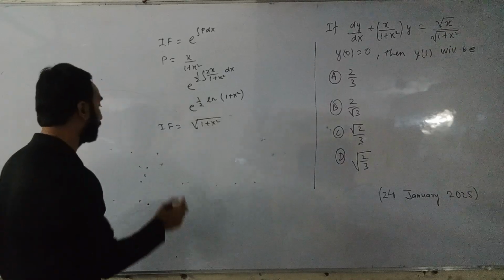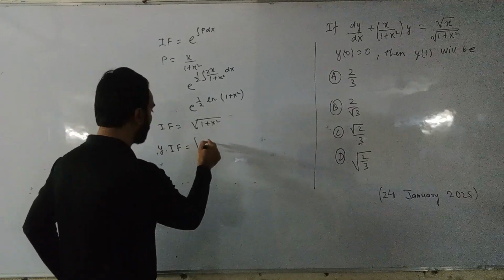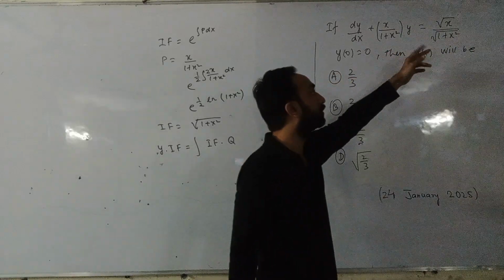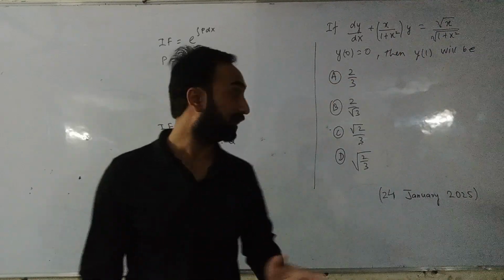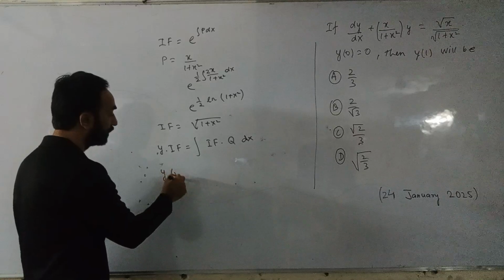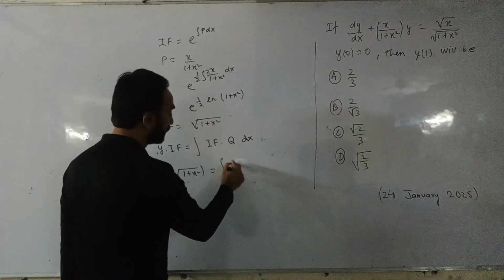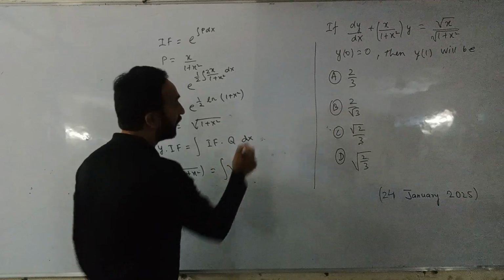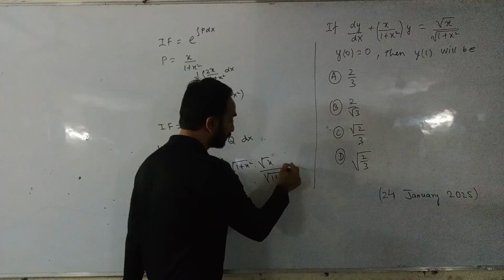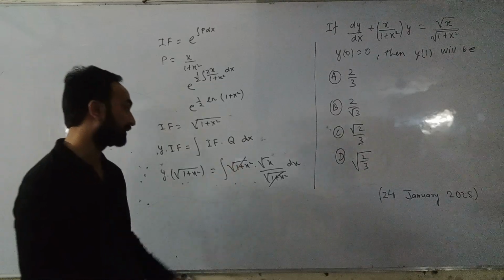Now the solution of a linear differential equation is of the form y times IF is equal to the integration of IF times the Q part. The Q part is √x divided by √(1+x²). So y times √(1+x²) is equal to the integration of √(1+x²) times √x/√(1+x²) dx. Now we can cancel √(1+x²).